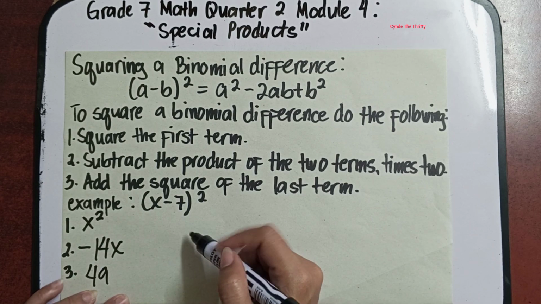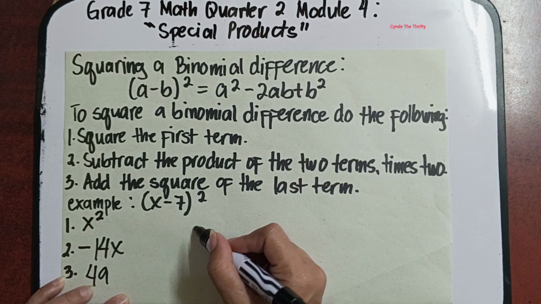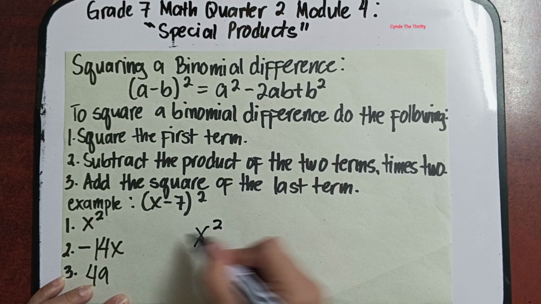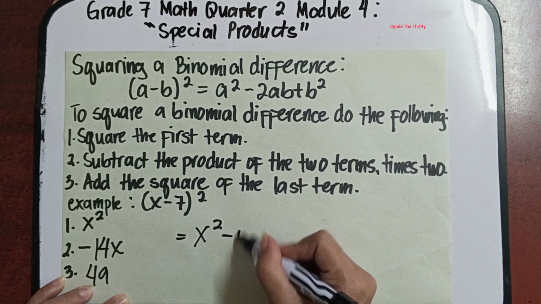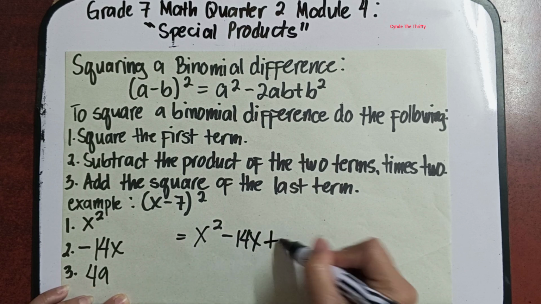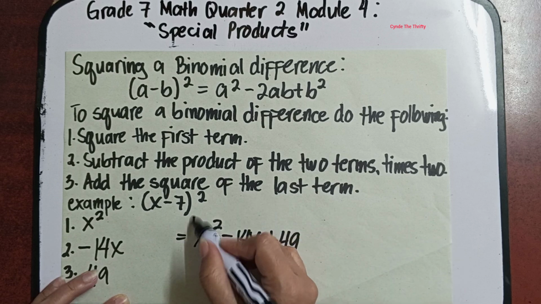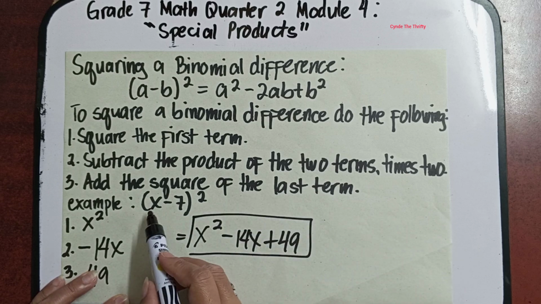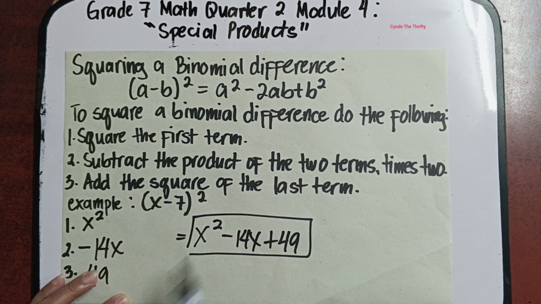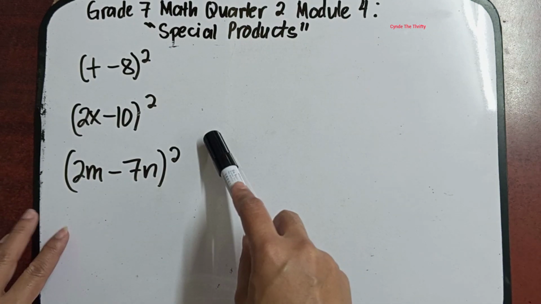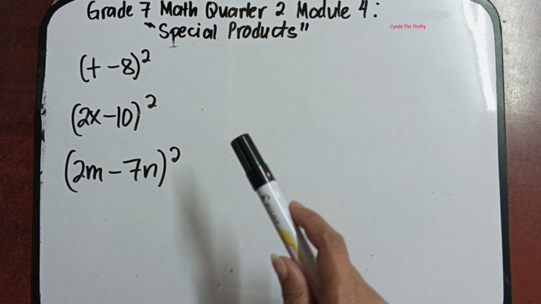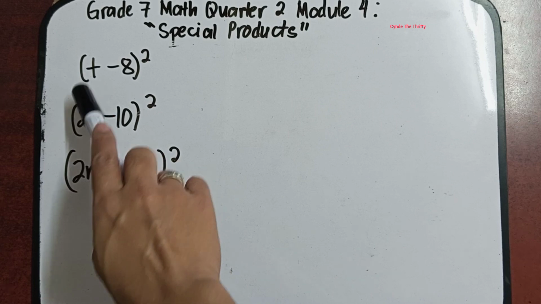So, ngayon, isulat na natin ang ating sagot. So, x squared minus 14x plus 49. Okay, so ito na yung sagot natin sa ating x minus 7 squared. Ang sagot natin is x squared minus 14x plus 49. Ngayon, i-apply na natin ating squaring a binomial difference. Okay, first example, t minus 8 squared.